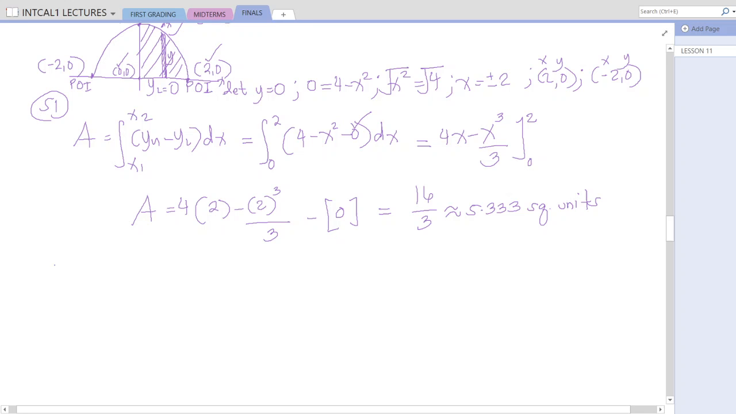This will be our solution 2. This is only for checking. If you draw the figure, we are checking using plane geometry.